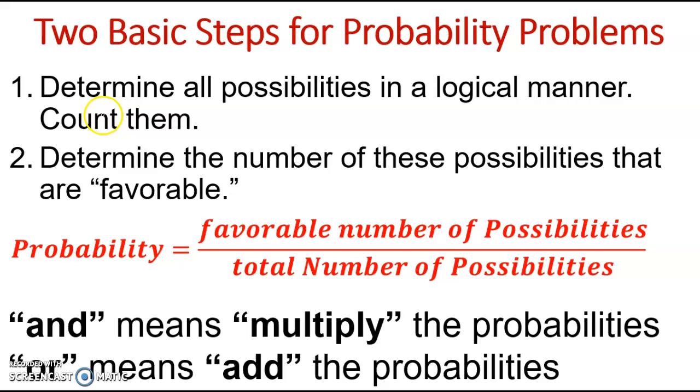Two basic things you need to calculate probability. Find all the possible outcomes, the possibilities, count them, and then find among those possible outcomes, which ones are favorable, which ones you are asked to find. So the favorable part over the whole, or total: favorable number over total number. So that's the probability. And remember, when you have the word "and" in probability, you multiply those probabilities. If you have the word "or", you add.